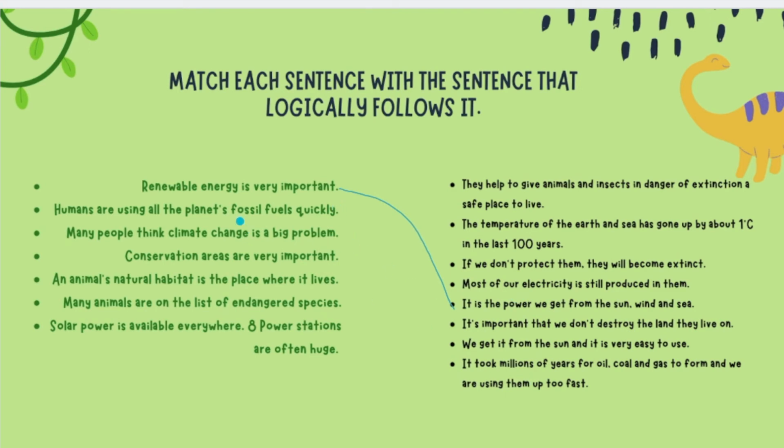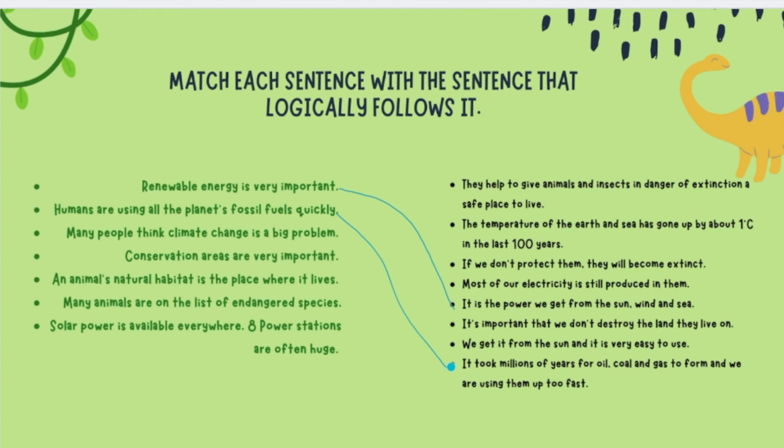Okay, so let's take a look at the hint, which is fossil fuels. Fossil fuels refer to oil, coal, and gas. So the answer would be it took millions of years for oil, coal, and gas to form, and we are using them up too fast. Okay, I do agree with this statement. We are using all of these fossil fuels very rapidly.